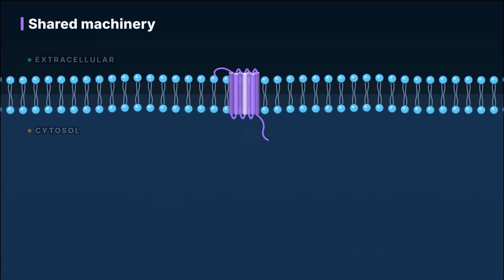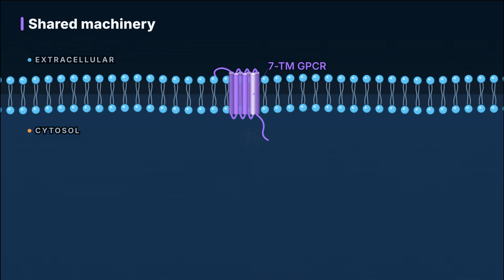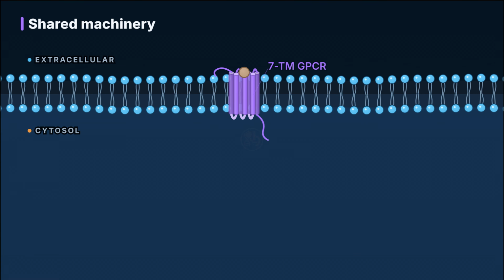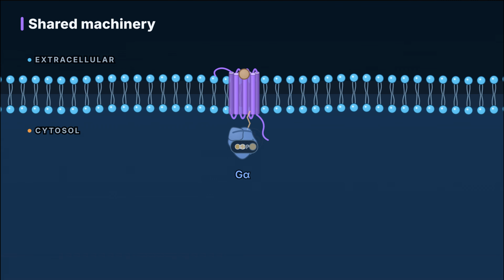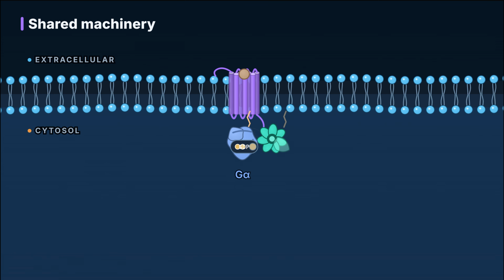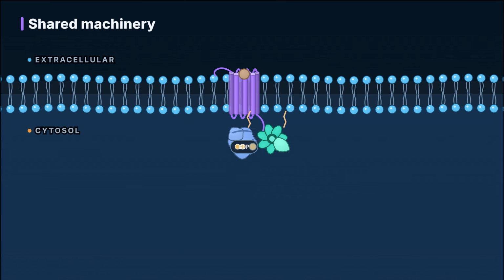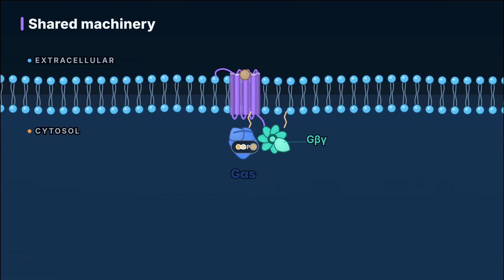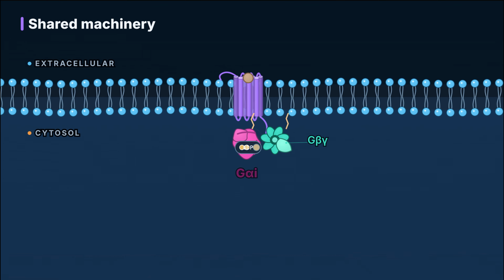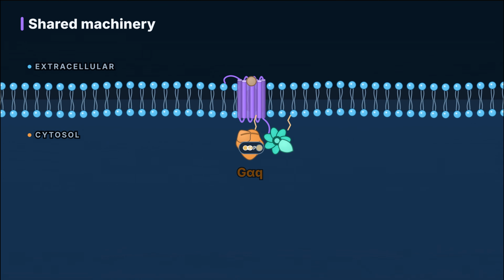A GPCR is a membrane receptor that crosses the plasma membrane 7 times. Its ligand-binding region faces the extracellular space while its intracellular loops contact a G protein. The G protein contains one alpha, one beta, and one gamma subunit. Beta and gamma remain tightly associated as a beta-gamma complex. The alpha subunit belongs to a family such as G-alpha-S, G-alpha-I, or G-alpha-Q.